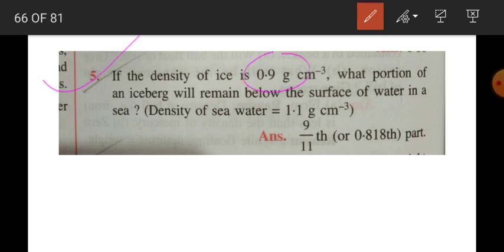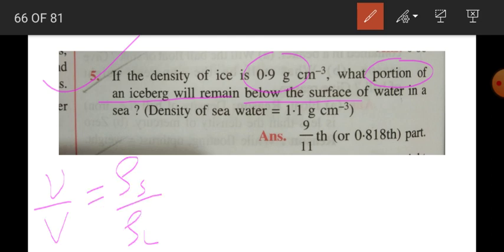Ice, if the density of the ice is 0.9, what portion of the iceberg will remain below the surface of the water? So what is my formula? Isn't it density of the solid over density of the liquid? So this is what I need to calculate. How much portion is below the water surface? That's it. Values are given.